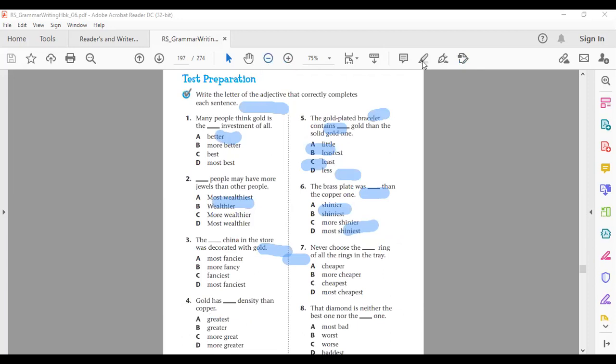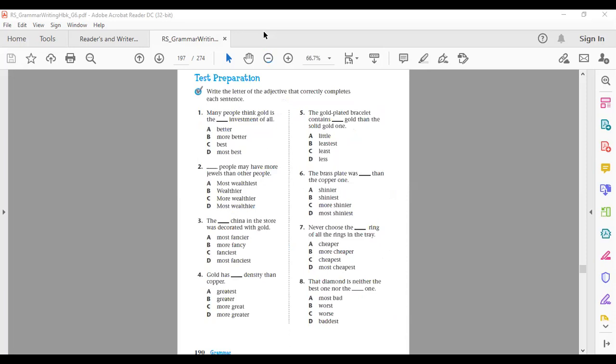Let's go to the next page, 190. Read the question, Wateen, and go for number 1. Write the letter of the adjective that correctly completes each sentence. Many people think gold is the best investment of all. Best, because I'm comparing one to all the others. If you find the, you will take the superlative, which is best. If you find than, you will put the comparative, which is better.